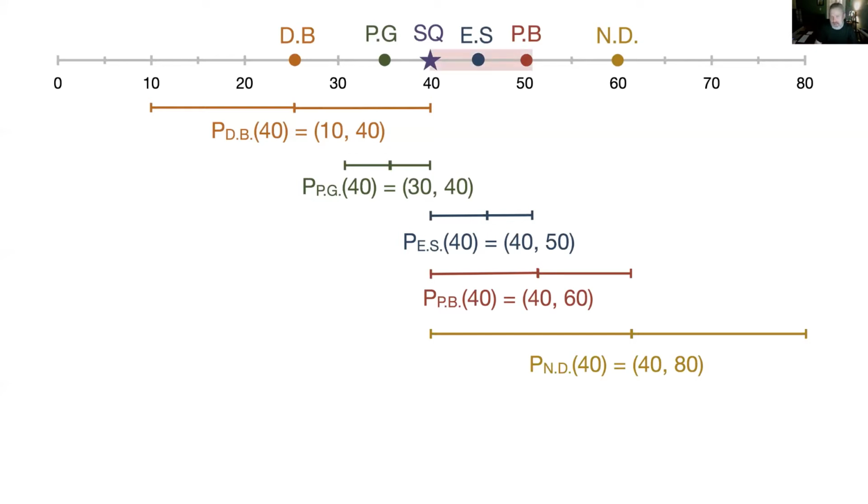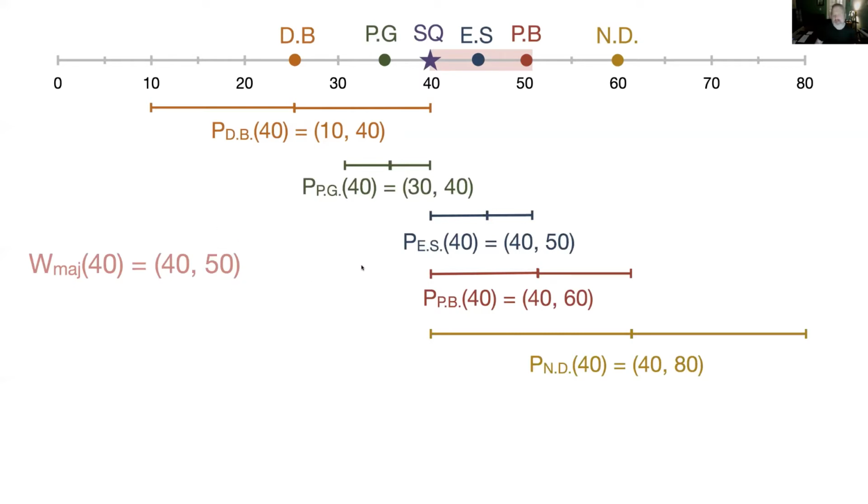40 doesn't beat itself, and not 50 because we're not really sure what Elliott Smith would do. So we write it this way. The win set, and here, because I have 2 different win sets, I'm writing the majority rule win set of 40, or I could write SQ here, is everything between 40 and 50, not including 40 and not including 50.